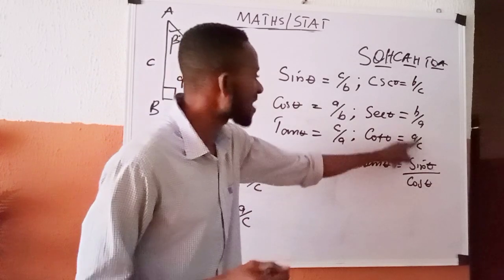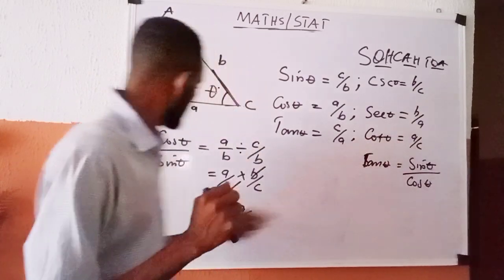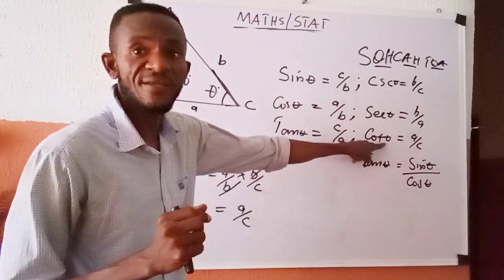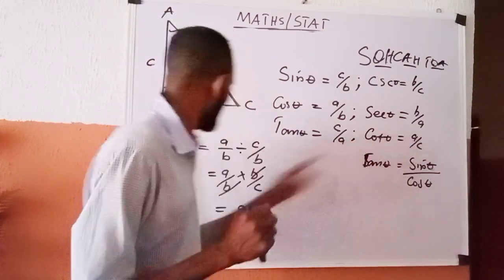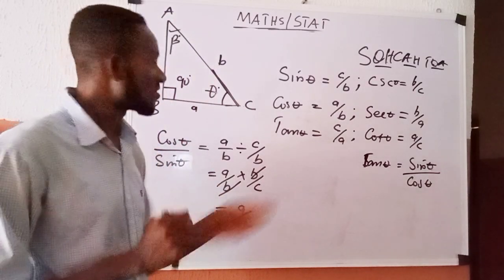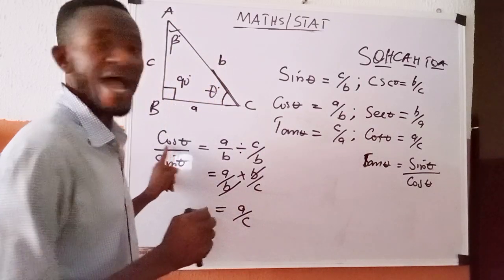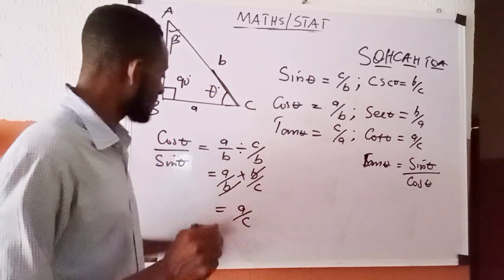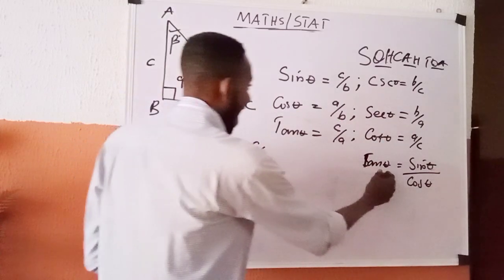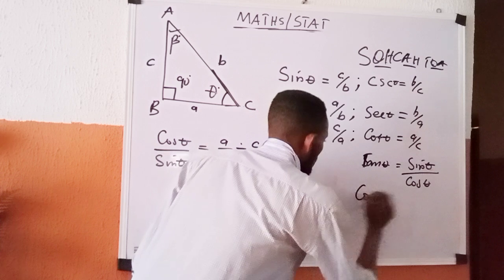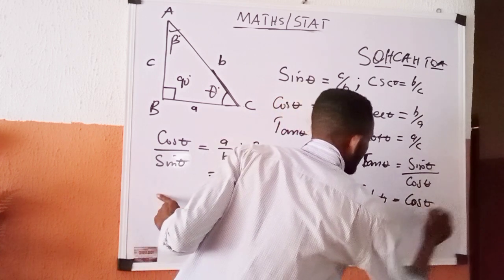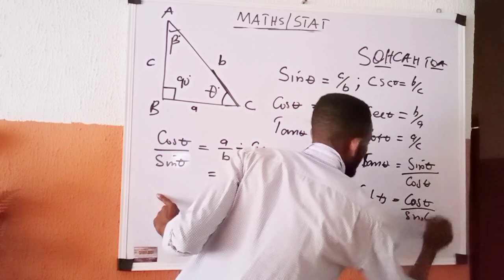So if cot theta is A over C, it implies that cos theta all over sin theta is cot theta. Inasmuch as cot theta is A over C and cos theta all over sin theta is A over C, it means that this and this are the same thing. So I will now add here equally that cot theta is given as cos theta all over sin theta.